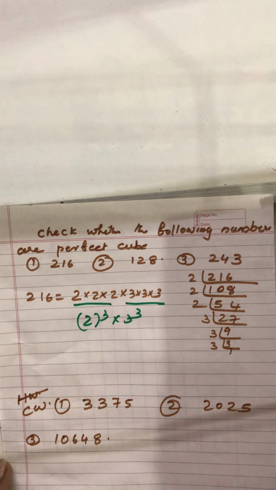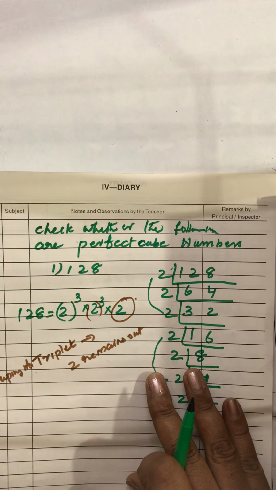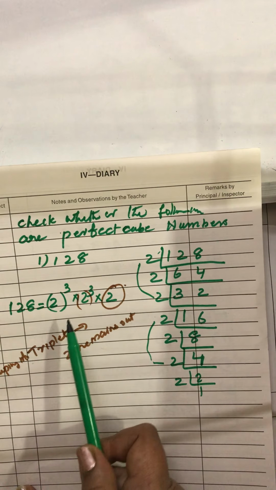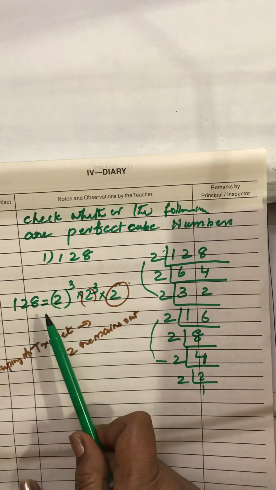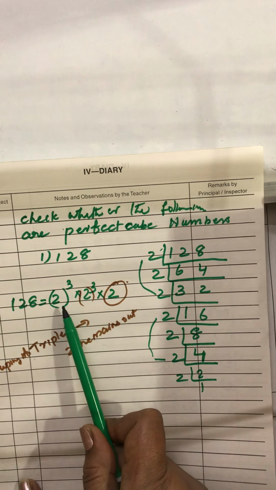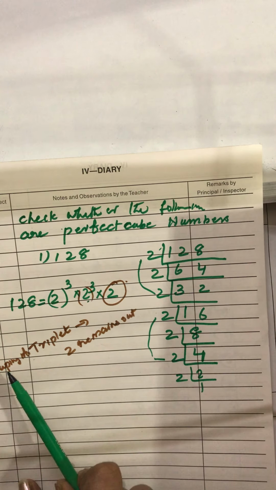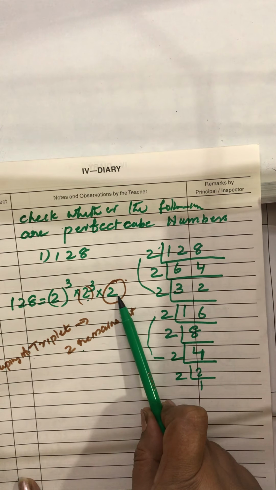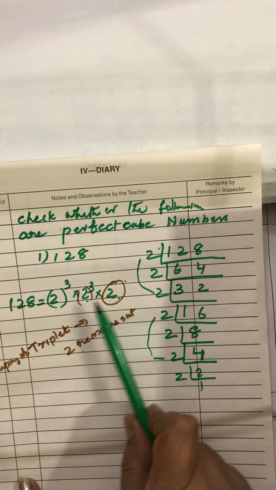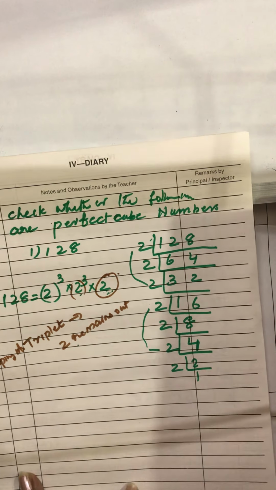Now, just go through another question, that is 128. Look, 128 is equal to 2 cube into 2 cube into 2. There is only the prime factor 2, appearing 3 times, again 3 times, and again 1 time. Grouping it into triplets, 2 is remaining out. It has no other group. We are not able to make it into a group of 3. 2 is left out. Therefore, it is not a perfect cube.